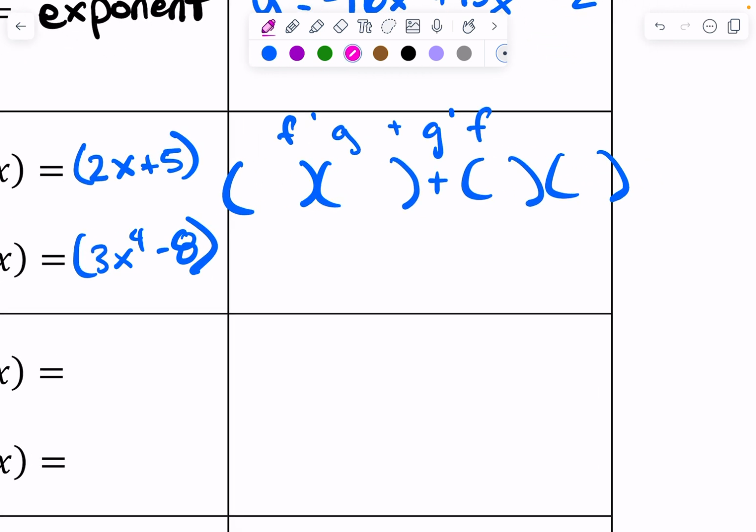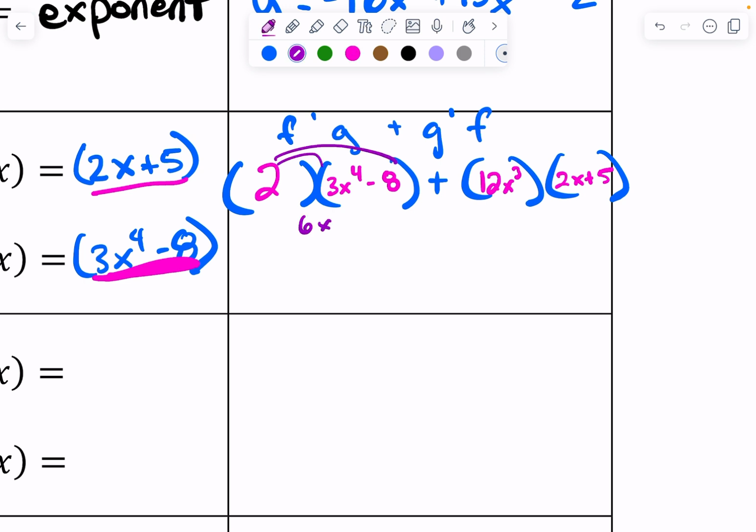f prime is the derivative of this guy. Oh, that's not too bad. His derivative is 2. g is just this full thing, 3x to the 4th minus 8. g prime is the derivative of this guy, which is 12x cubed. And f is just that full thing, 2x plus 5. That's not too bad. I have to distribute my 2 through.